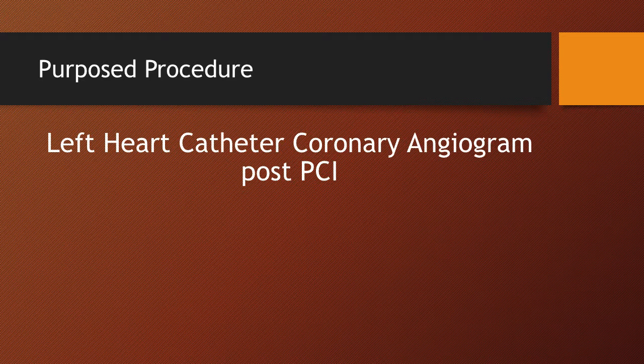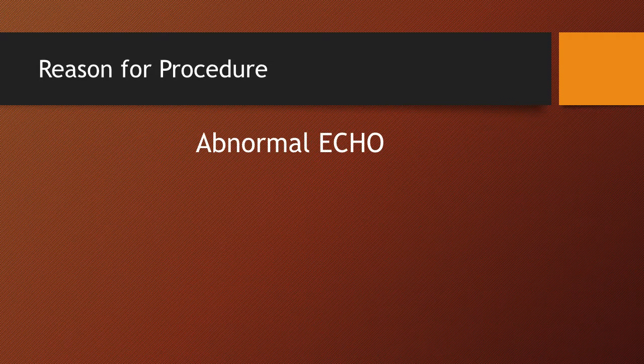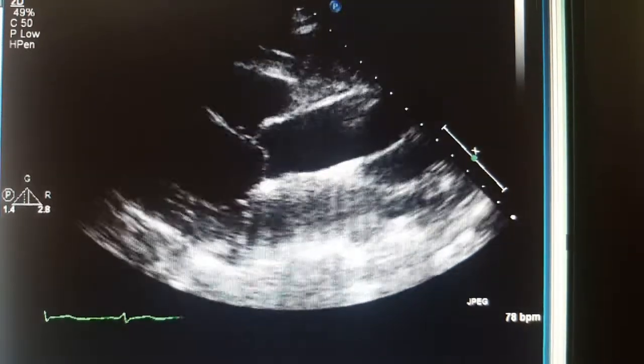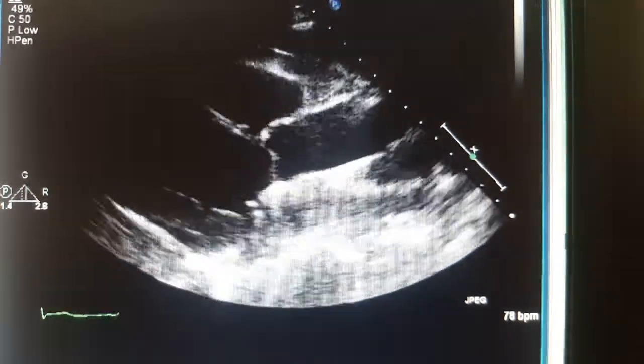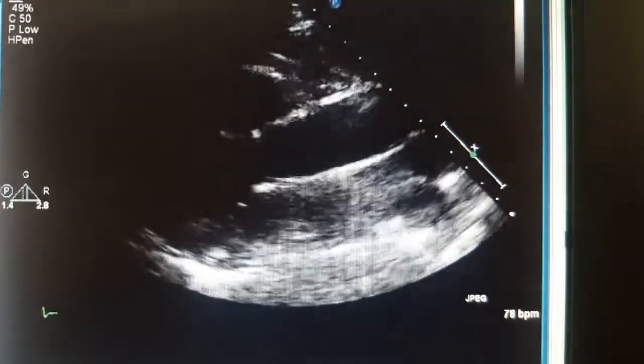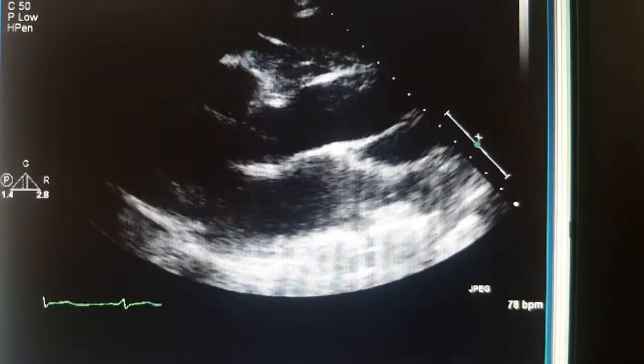The purpose of the proposed procedure was to get a left heart catheter coronary angiogram post PCI. And the reason for the procedure was because, like I said, she had an abnormal echo. And I got the echoes here. I tried to do my best to have them transported here, but I had to record them with my phone and place it here.